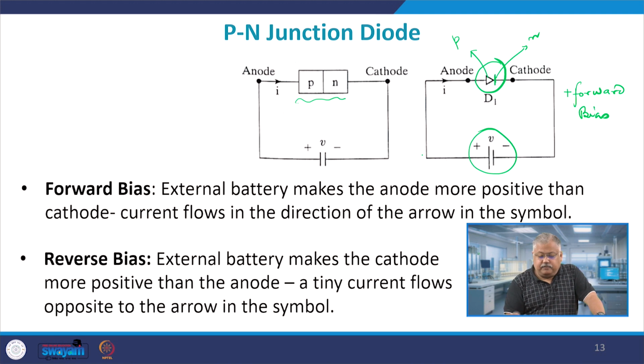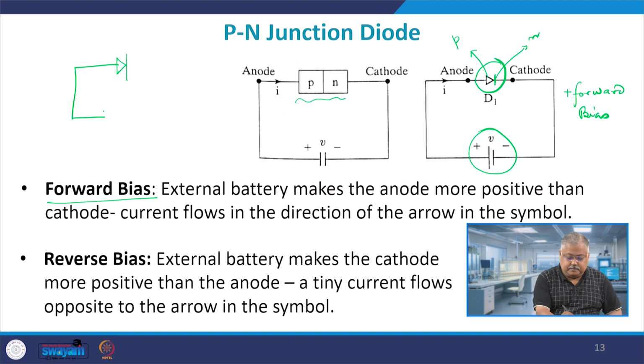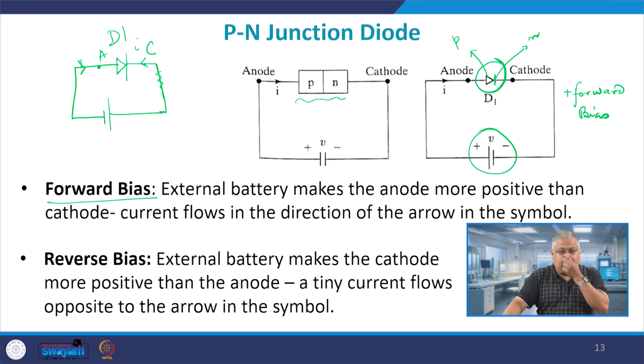Now, if you reverse it, which means that the negative side is connected to the P side and the positive is connected to the N side, then we define that to be a reverse bias. So, this is forward bias which I was talking about. I can also have a reverse bias in this. Let me put a resistor for safety purposes. This is, let us say, the diode, this is the anode, this is the cathode, and the current flows from this point to this point. In fact, the current will be 0 in the first place.